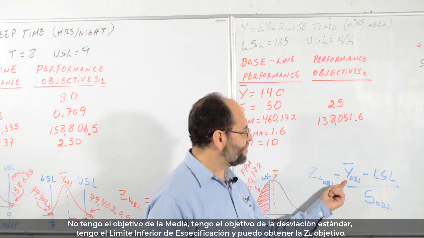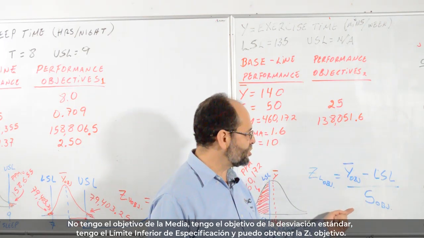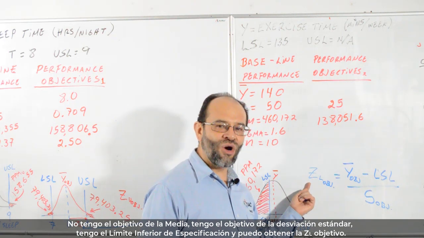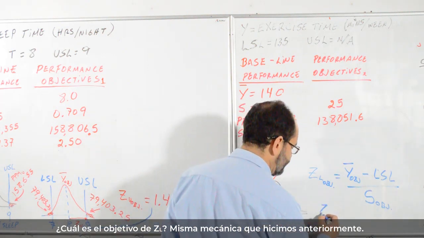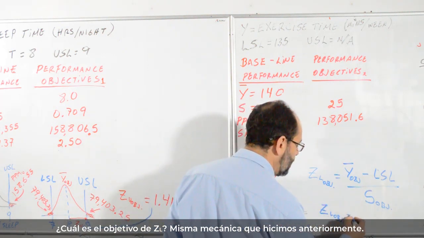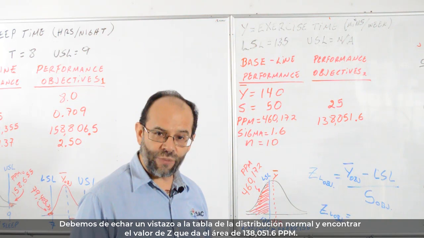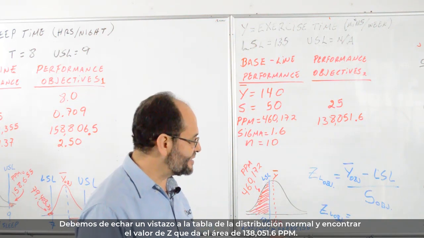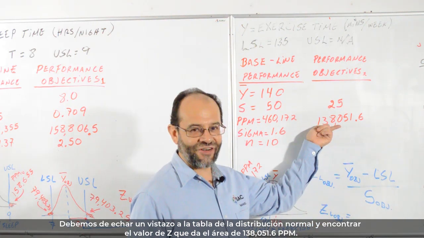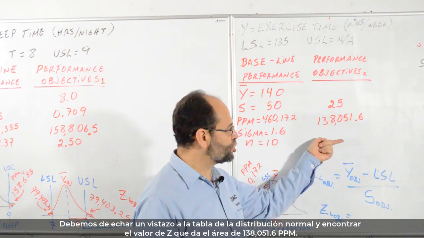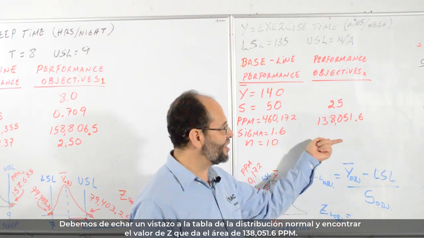I have the mean objective. No, I don't have the mean objective. I have the standard deviation objective. I have the lower specification limit, and I can get the Z lower objective. What is the Z lower objective? Well, same mechanics that we did before. We need to take a look at the tables of the normal distribution and find the Z value that is leading us to get this area. So let's take a look at the table. Let's look for these ppms, and let's see what Z value is necessary to get this area.